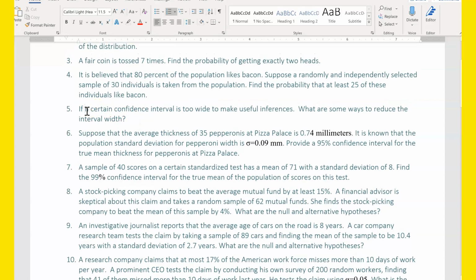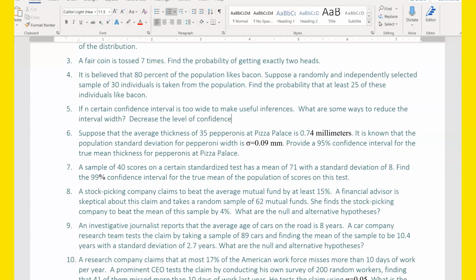All right. Number 5, if a certain confidence interval is too wide to make useful inferences, what are some ways to reduce interval width? Well, here are some ways. To reduce the interval width, you could decrease the level of confidence. That would be one way to do it.